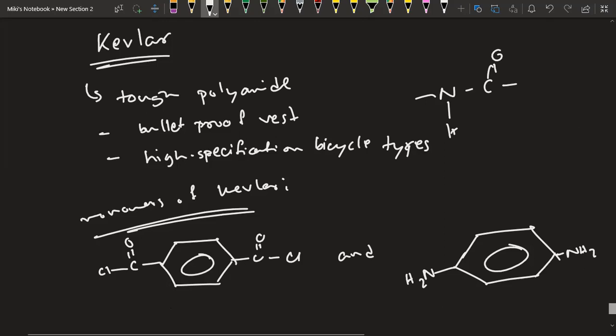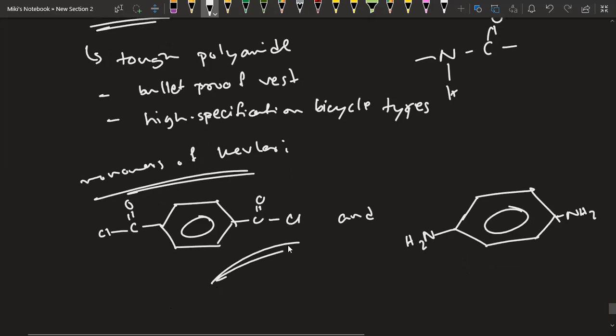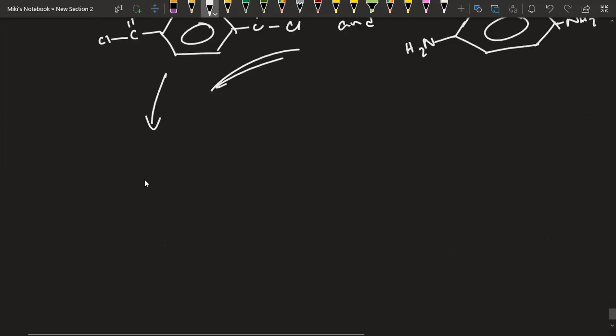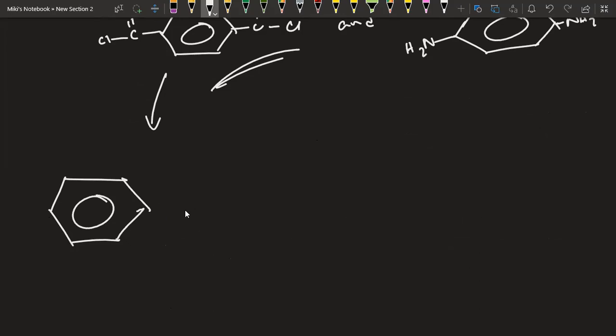Now, this molecule does not exist in our natural environment. We need to produce this material. Then how do we produce this material? Okay, let's see. In order to produce this material, we at first take pure benzene. Pure benzene is taken. So this is the preparation of the starting material.